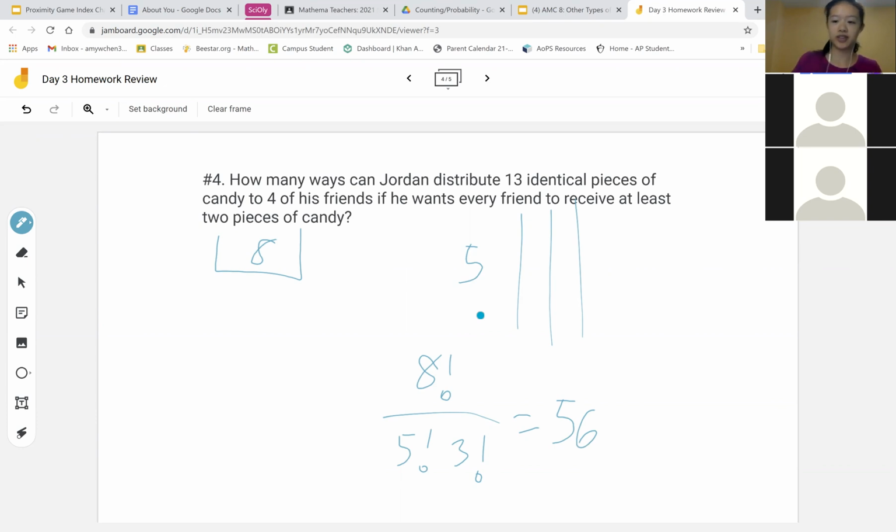So yeah, Anand explained it pretty well. Since each friend needs to receive at least 2 pieces of candy from the start, you remove 8 of those pieces to just give to your friends right away. And then you have 5 stones remaining. And since there's 4 friends, that means you need 3 sticks to divide them up. So in total, then you would have 8 objects, and 8 factorial divided by 5 factorial times 3 factorial. And that's just 56. So yeah, good job, Anand.